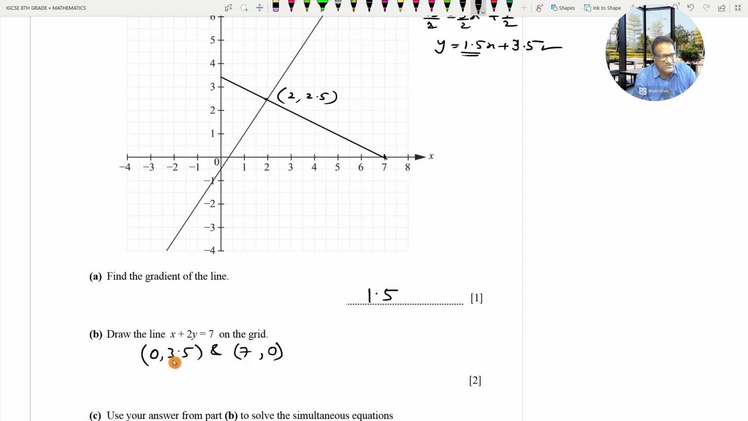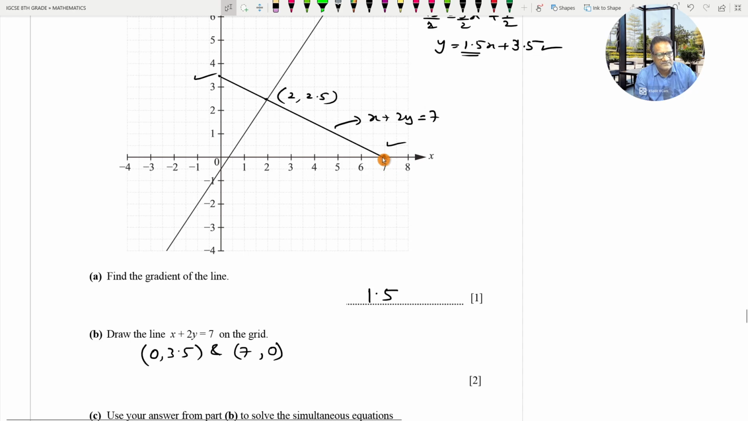So these 2 points are 0 comma 3.5, can you see 0 comma 3.5? This is that point. And the second point is 7 comma 0, that is over here. Now when you join these 2 points you get this line. So this line is nothing but x plus 2y equal to 7. Got it? So for the B part of the question, this line is the answer that I have already drawn for you.